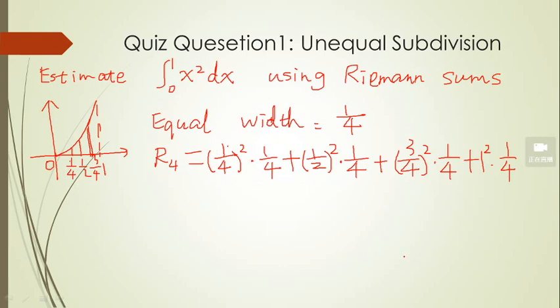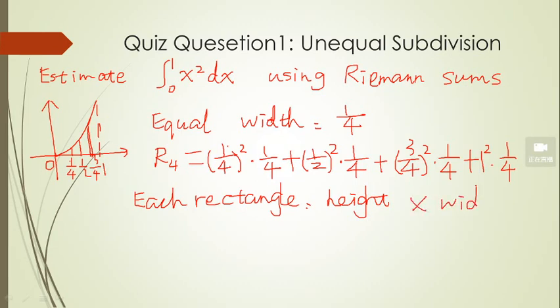So here, each rectangle, what is the formula to get the area for each rectangle? The height times the weights, right? The height times the weights. And especially in this case, the weights are equal. So with 4 rectangles, we get the weights is 1/4, right?